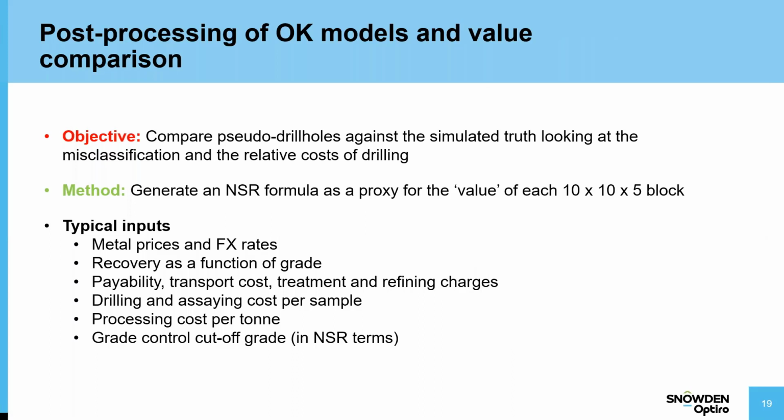So we need to calculate the value, and in this case, because we're dealing with a multi-element ore body, nickel and copper, we did it in terms of the NSR. And what do we need to do that? Well, obviously we need the nickel and copper prices, foreign exchange rates, the recovery as a function of the grade. We need payability, transport, treatment and refining charges. Obviously we need to know how much it's going to cost to drill the holes and assay them, processing cost, and then obviously a cutoff grade. So all of the stuff you would normally have when you were doing a grade estimate, which we got from the client.